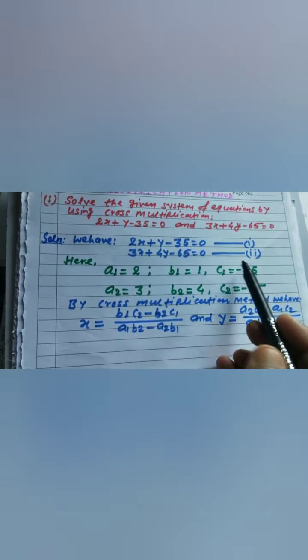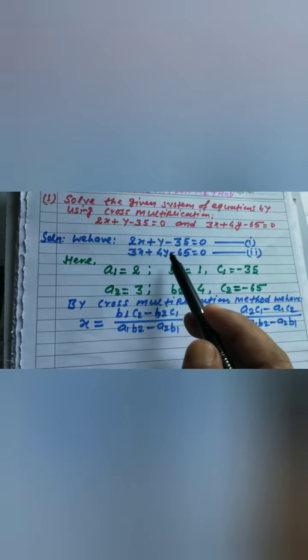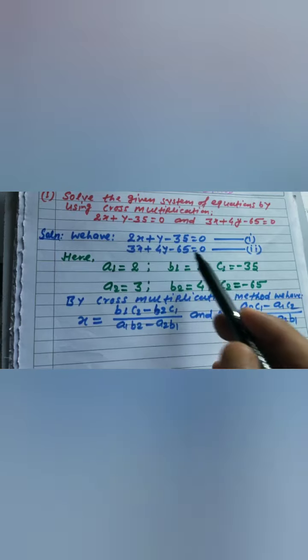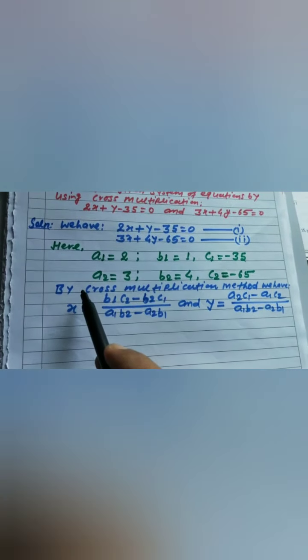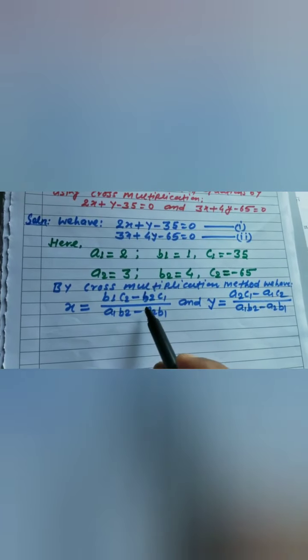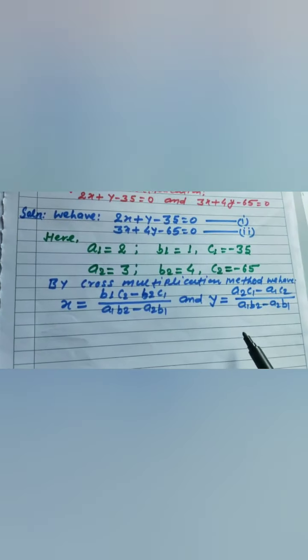Similarly, in equation second, the coefficient of x is a2, which is equal to 3, the coefficient of y is b2, which is equal to 4, and the constant term is minus 65. Now you can solve it directly by putting the value of x and y we have just found.